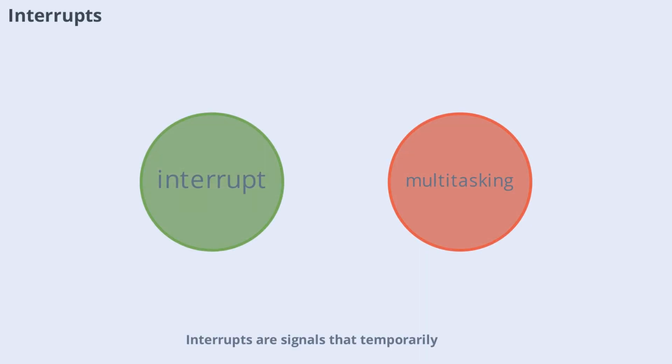Interrupts are signals that temporarily halt the CPU's current operations, allowing it to respond to urgent tasks. They are essential for multitasking and real-time processing, ensuring that important events are handled promptly.